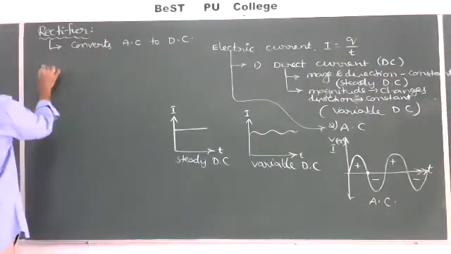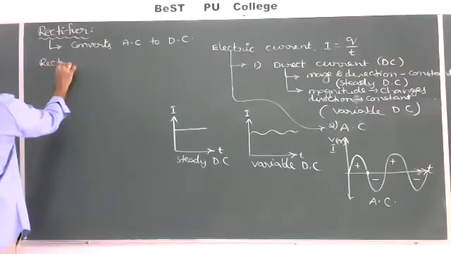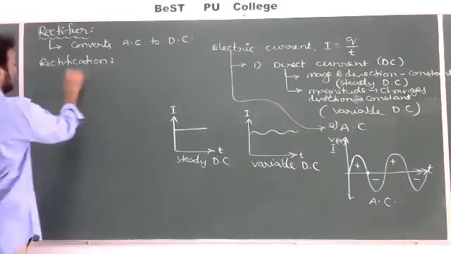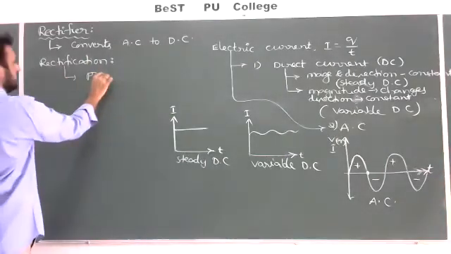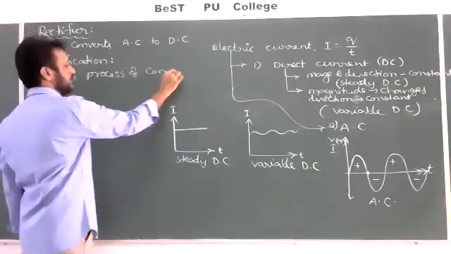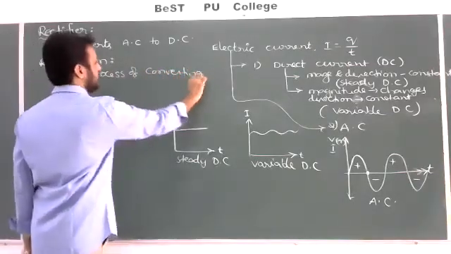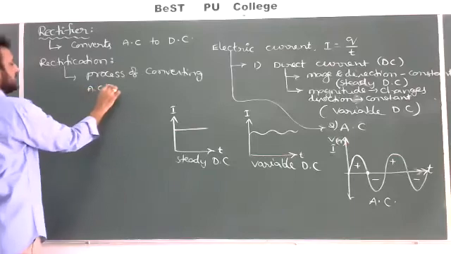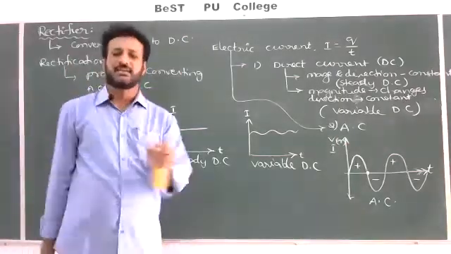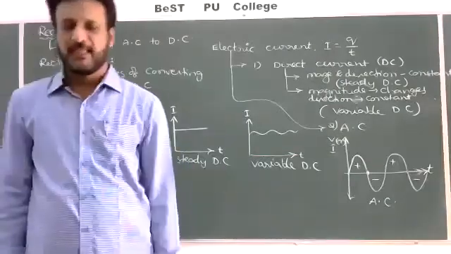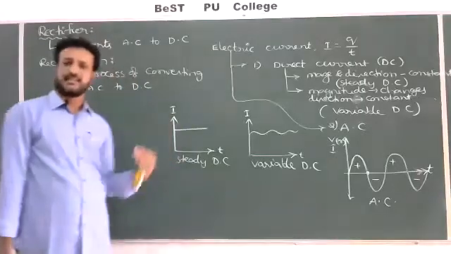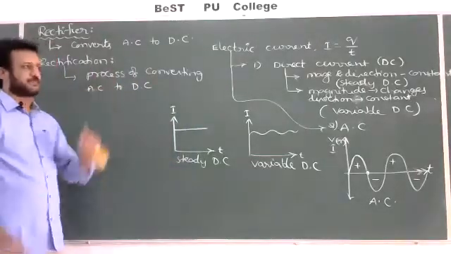It's a device. But what is rectification? Rectification means it is a method or a process. Generally, the process of converting AC to DC is called rectification. Just one word different. The process of converting alternating current into direct current is called rectification.